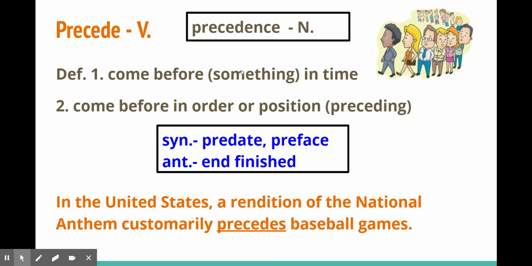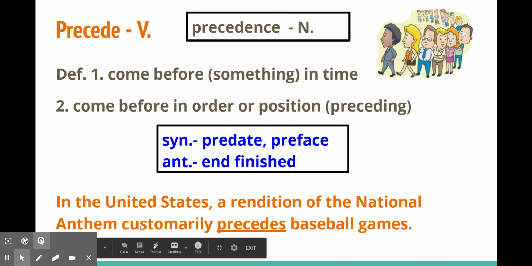Take a look at the noun precedence. If you do something for the first time, it's seen as a precedence. So Barack Obama was the first African-American president. He set a precedence. He was the first person to take on that role. Proceed.